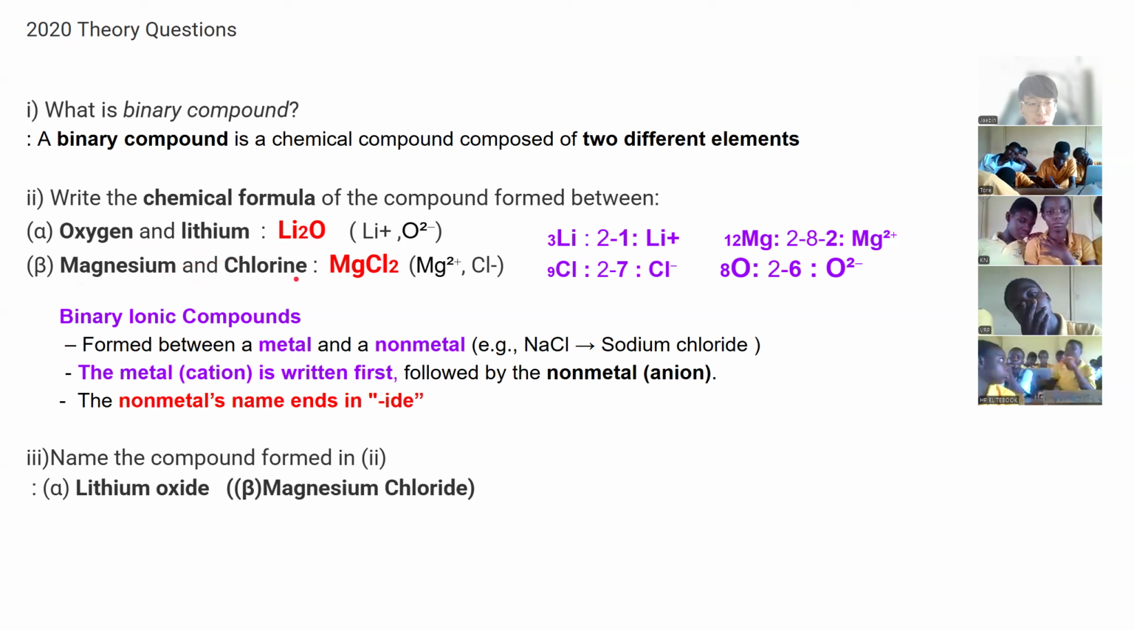Magnesium and chlorine, we can do similar things. We see here, magnesium has 2 plus, chlorine has 1 minus, so we need 2 chlorine ions, chloride ions, and it becomes MgCl2.